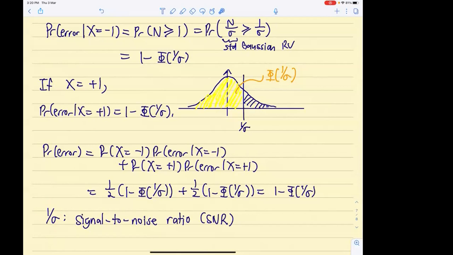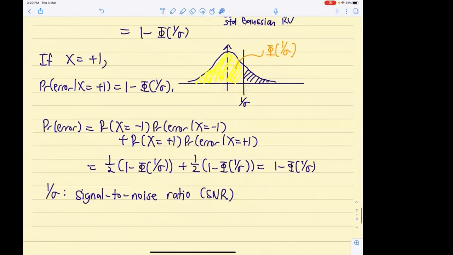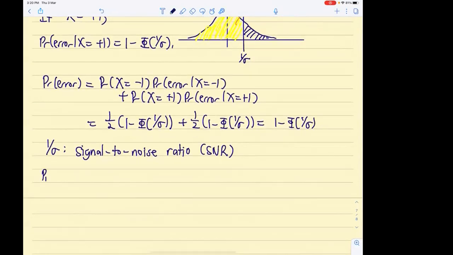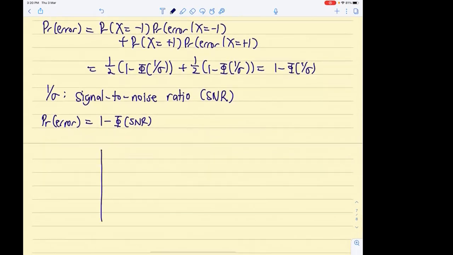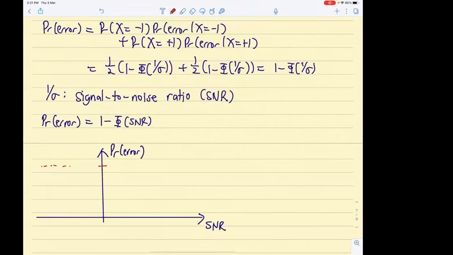And the larger the signal to noise ratio, the smaller the error probability. So we can actually write the probability of error as 1 minus phi of the signal to noise ratio. And we can plot this. Usually the signal to noise ratio is expressed in terms of dB, decibel, but never mind. All right, so you can plot the probability of error as a function of signal to noise ratio. And it looks like this. If the signal to noise ratio is very, very low, very bad, then you have probability of error 1 here. Then it goes down to half here, where the signal to noise ratio is 0. And then it goes like this.